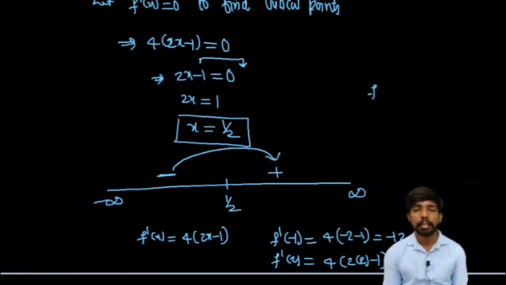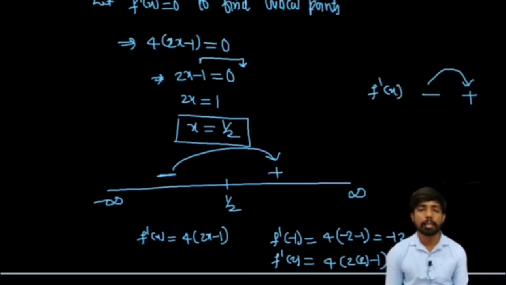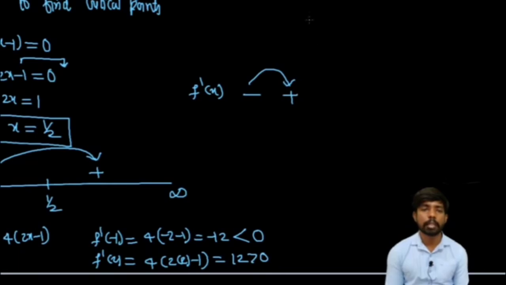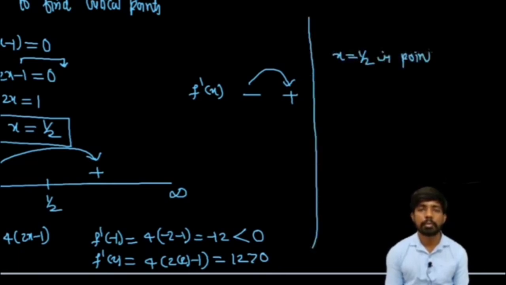So what I said here: if the slope changes from minus to plus, then that point, x is equal to 1 by 2, is the point of minima. Hence we can make a note of this. x is equal to 1 by 2 is the point of minima because the slope changes from minus to plus.